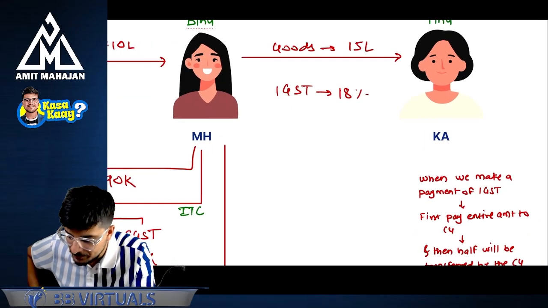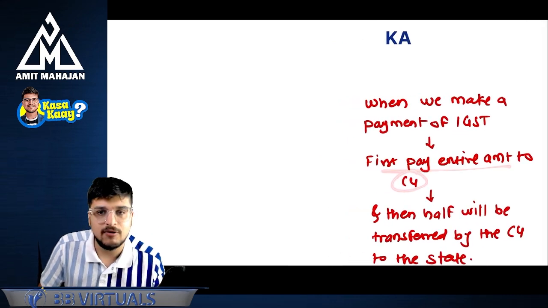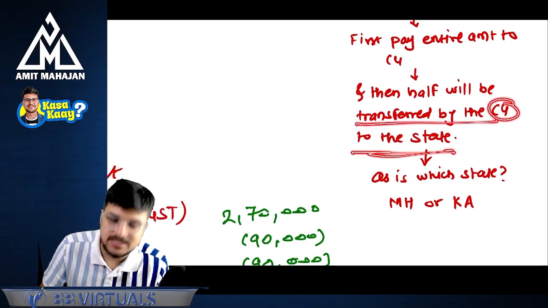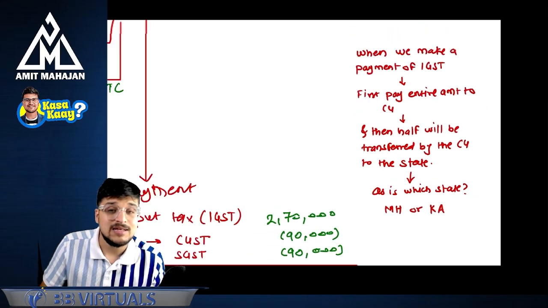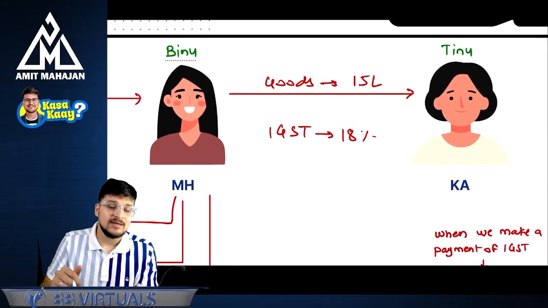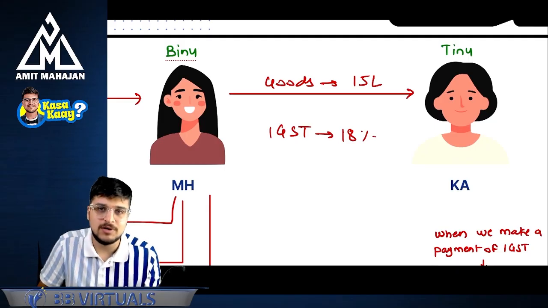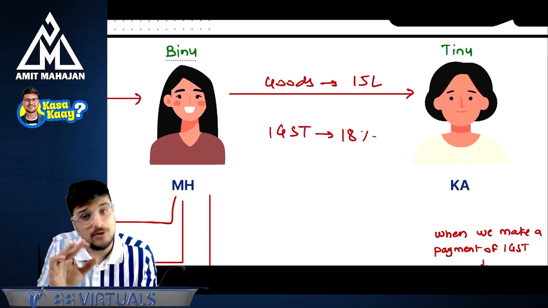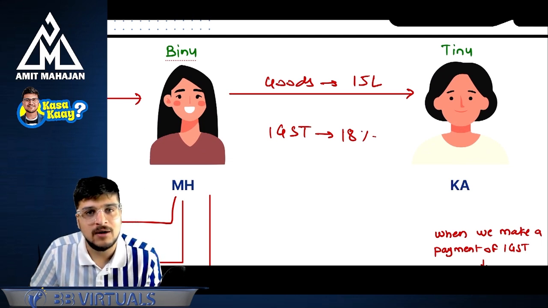What do you think? Look, when we make a payment of IGST, we first pay the entire amount to the central government, and then half will be transferred by the central government to the state. The question is, which state? Maharashtra or Karnataka? Maharashtra state will say that the seller was from Maharashtra, the goods originated from Maharashtra only, so half the revenue should come to Maharashtra. The recipient will say, no, no, no, the goods were consumed in Karnataka, that's why the revenue should go to Karnataka.